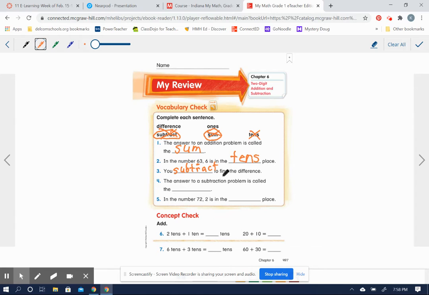And number 4, the answer to a subtraction problem is called, we've only got two choices here, difference or the ones. What do we call the answer to a subtraction problem? Yes, it is the difference. And the last one, I hope, makes sense for us to use this word here, ones. In the number 72, the 2 is in the ones place. Does that make sense? It's the only one left. And yes, thankfully, it does make sense.